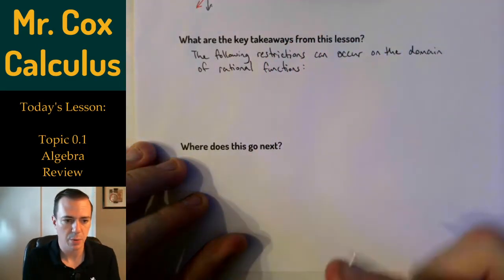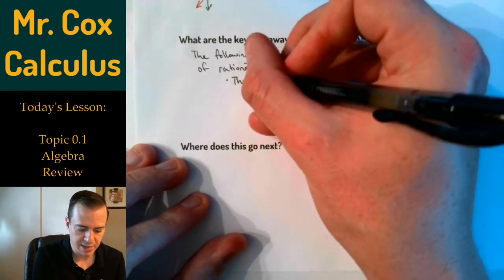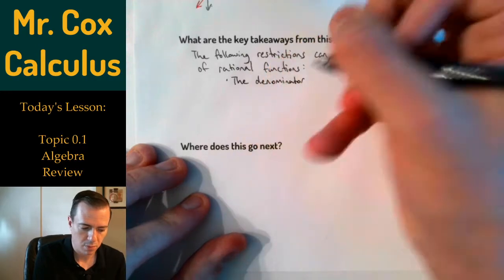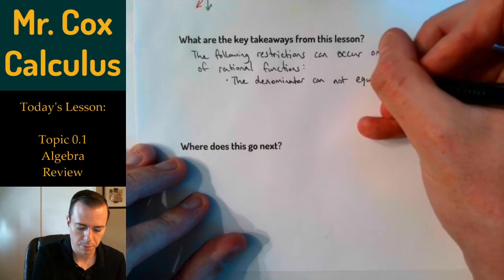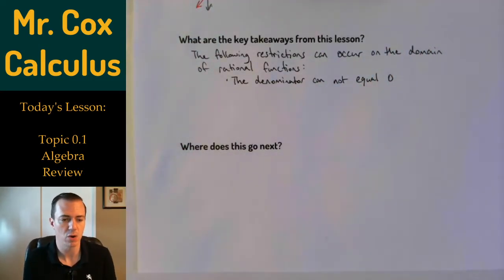The first one that we looked at, and revisited very early, is the idea that the denominator cannot equal 0. And that may mean we have to factor the denominator, or we need to set it equal to 0. We need to figure out what values of x are going to make the denominator equal to 0, because we need to restrict them from the domain of our rational function.